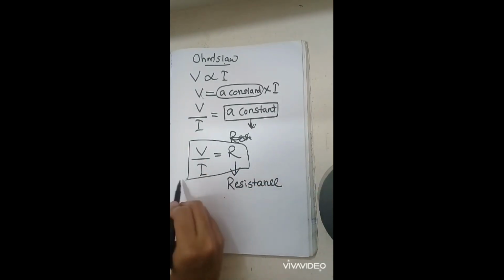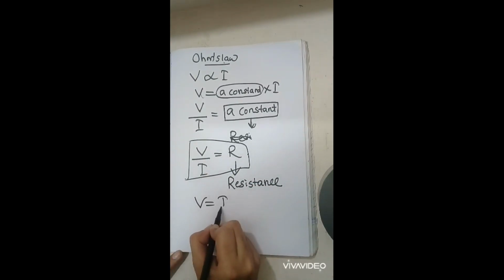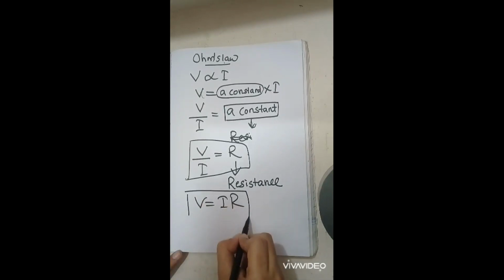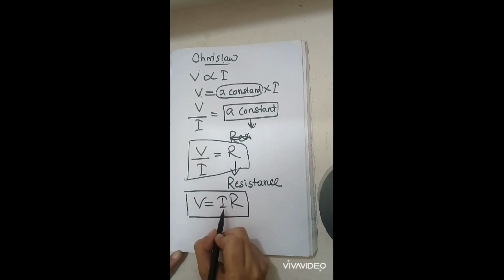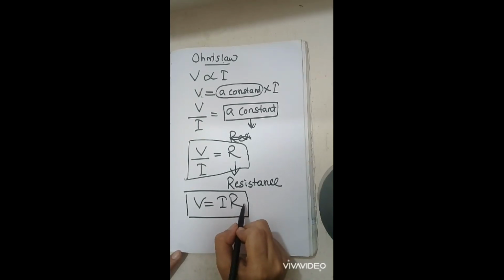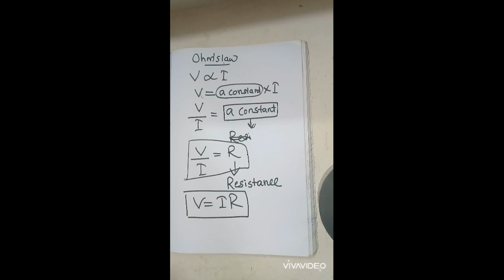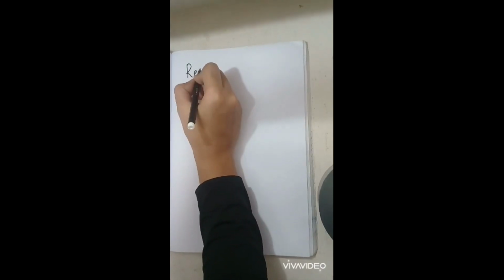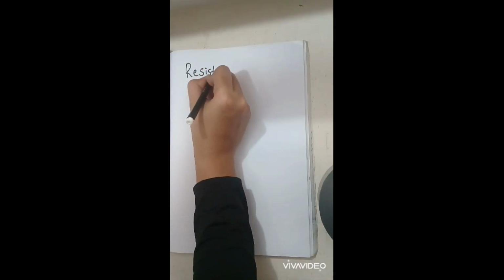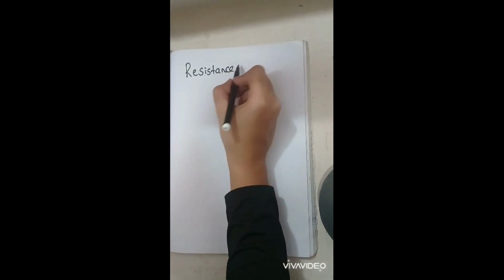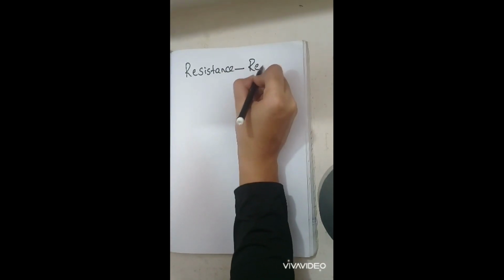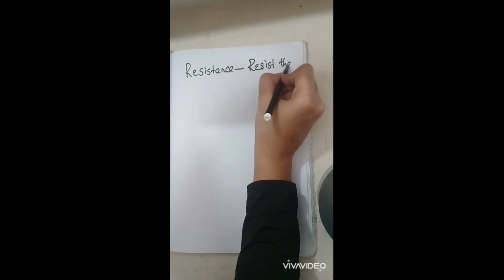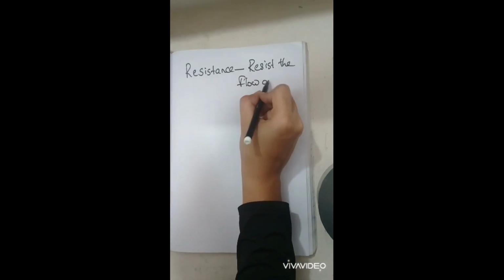This equation can be written as V equal to IR. Here V is the potential difference, I is the current and R is the resistance. In an electric circuit, there is resistance. Then what is resistance? That is, we can say that resistance is the property of a conductor. Resistance is the property of a conductor to resist the flow of charges.